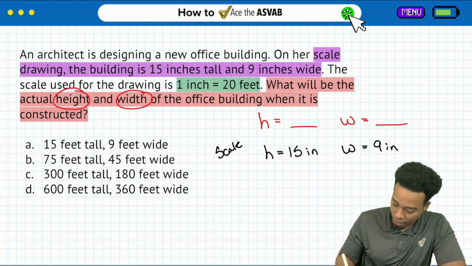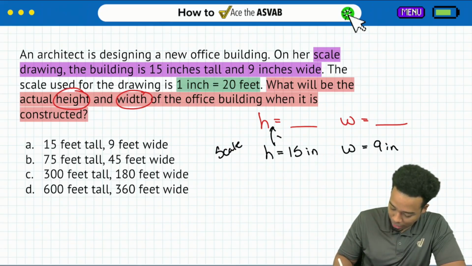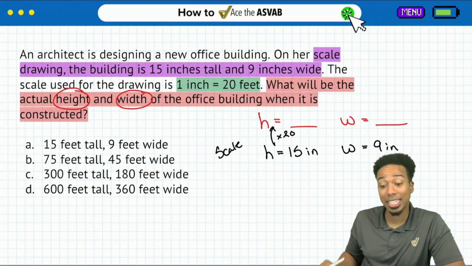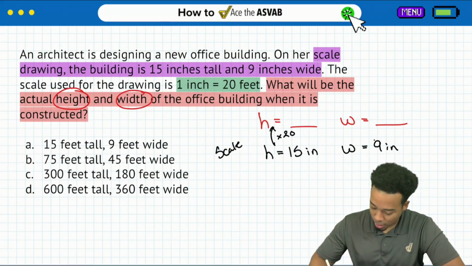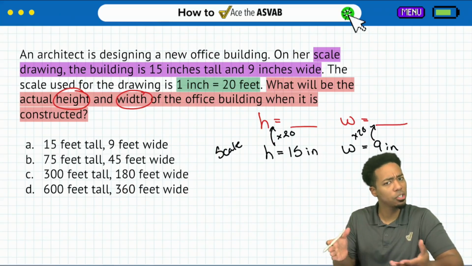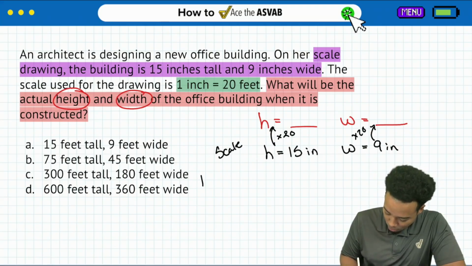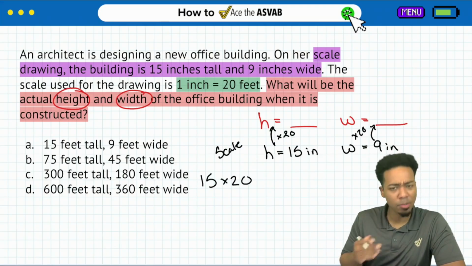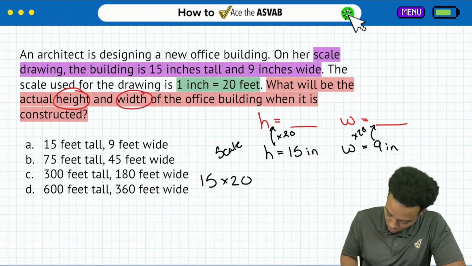So that means for every inch that we have right here, we multiply it by 20, and that's how we're gonna get the height. Same thing with the width right above my big old head. For every inch that we have, we will multiply by 20. That's the direction that we were given. So this is actually a pretty straightforward problem, right? So all we have to do is 15 multiplied by 20, which is the same as 15 times 2, 30, add another 0, and that'll be 300.